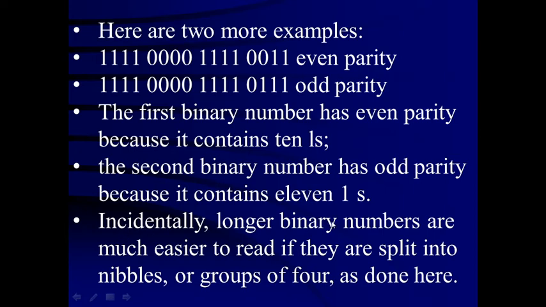Incidentally, longer binary numbers are much easier to read if they are split into nibbles. So here is a 16-bit number, and you can read it, reproduce it, and write it again very easily if it is written in the form of nibbles, that is groups of 4 bits, with a little space between them. Otherwise, if it is closely written, it is slightly difficult. Longer binary numbers are much easier to read if they are split into nibbles, or groups of 4, as done here.